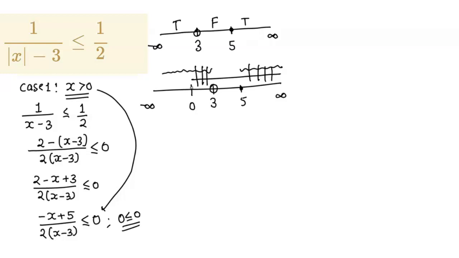What about 0? Whether I can take 0 or not. Here you can see that x is greater than 0, so 0 is not included in this case. So the answer in this case will be 0 to 3 union 5 to infinity. This is our first answer in case 1.